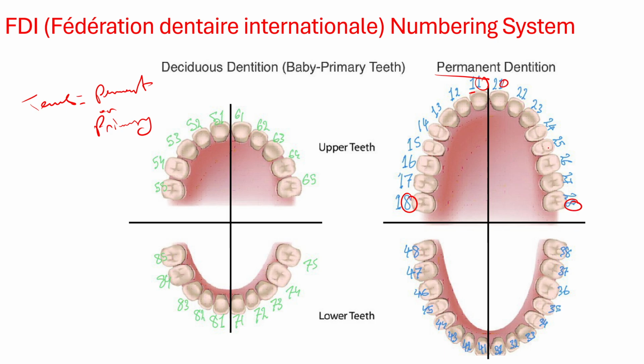Number 1 all the way over there to number 8. So it starts off in a clockwise manner. So how do you know this one's 11, this one's 21, this one's 31, this one's 41? Again, it goes in a clockwise manner, just like the universal numbering system.